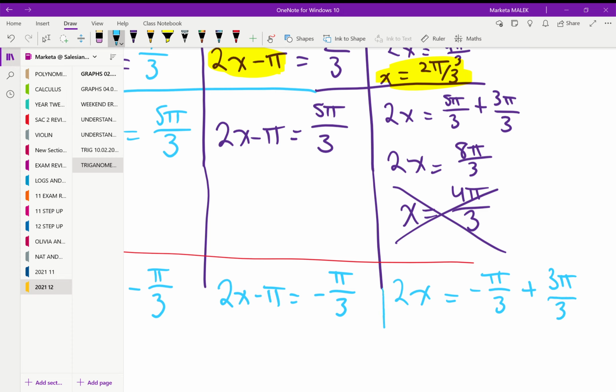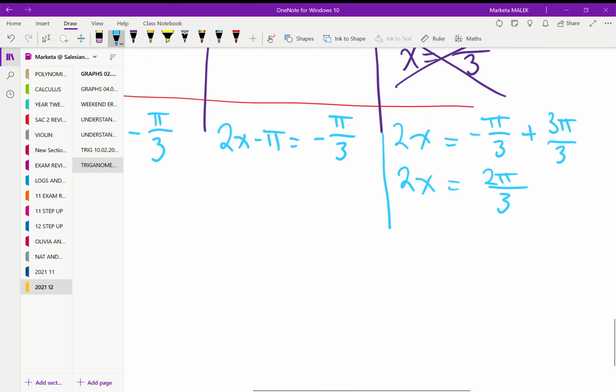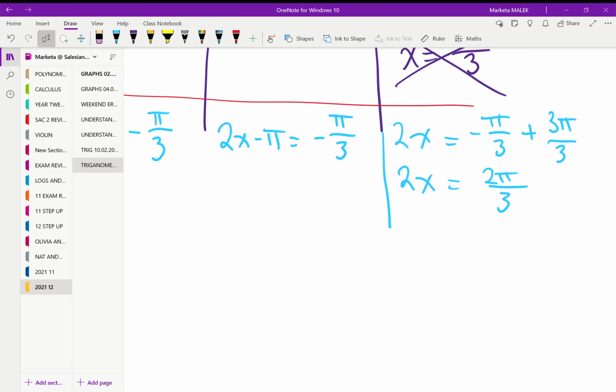So I'm happy about this. This is a good example. 2x equals positive 2 pi on 3. So you can see that our x value here is going to be positive. So now we can divide by 2 on both sides, 2 pi on 6, which is pi on 3.